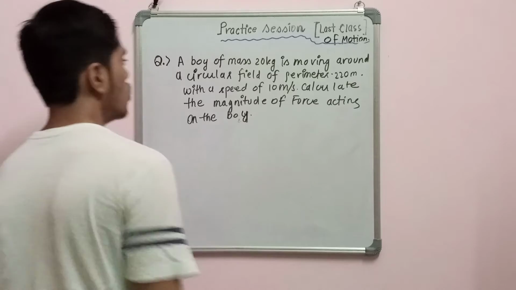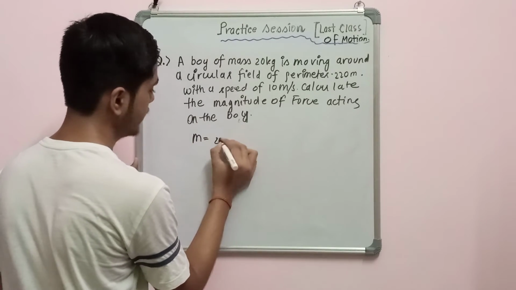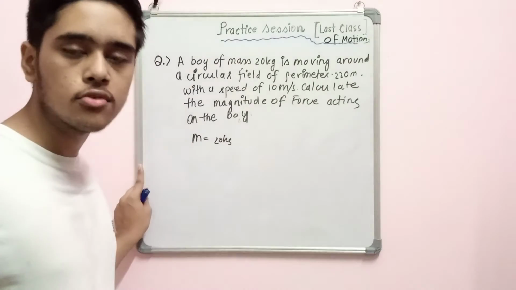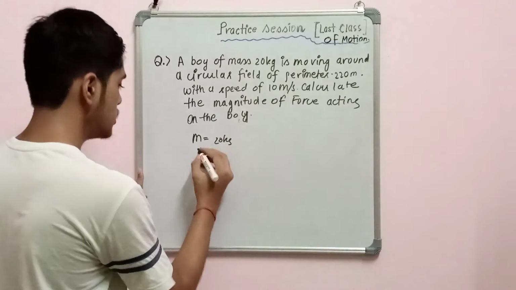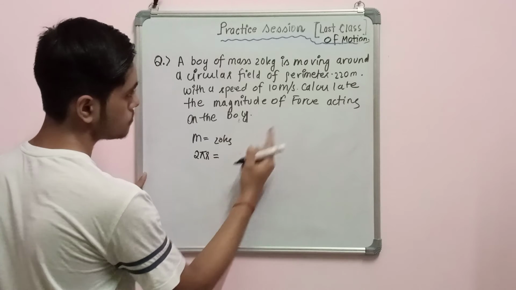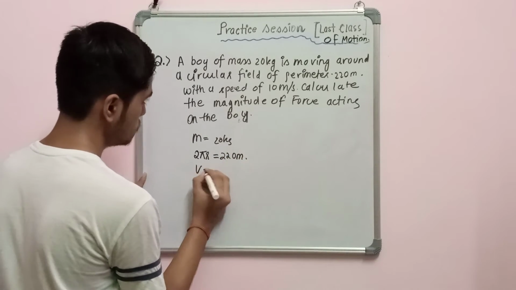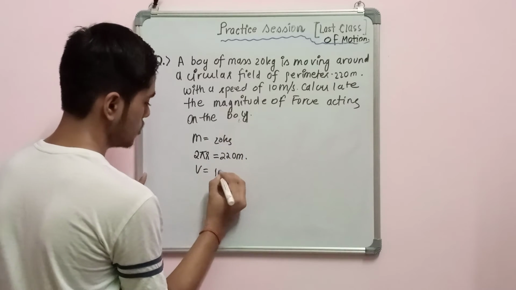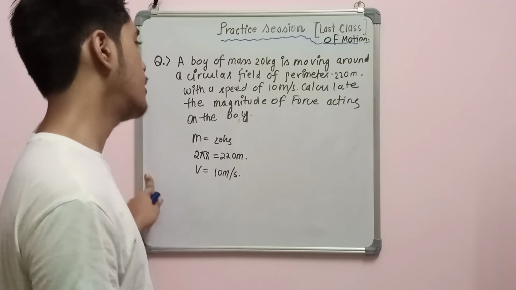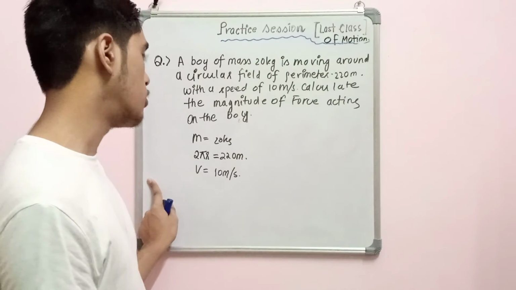Okay. So the question is: a body of mass m equal to 20 kg goes around a circular field of perimeter 220 meters. Now this perimeter is the circumference, 2 pi r, given to you as 220 meters, and the speed is given as 10 meter per second. It is asked in the question to calculate the magnitude of force acting on the boy. Now what will be the force acting on the boy?